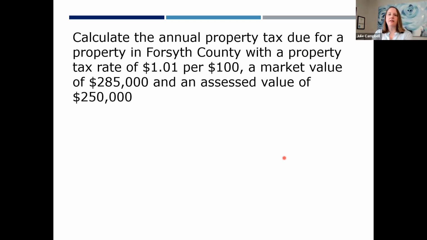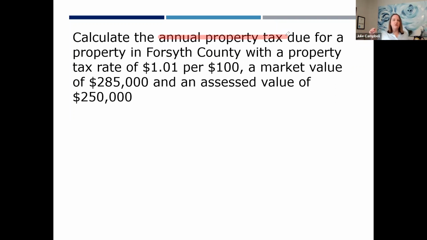This one says calculate the annual property tax due for property in Forsyth County with a property tax rate of 1.01 per 100, a market value of 285,000 and an assessed value of 250,000. So we're going to find the annual property taxes. The first thing we want to identify is always, what is the problem asking us? Isn't that my focus? If it's not information that gets me to annual property taxes, then I don't care about it. It's called a distractor.